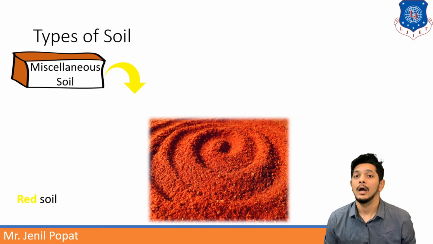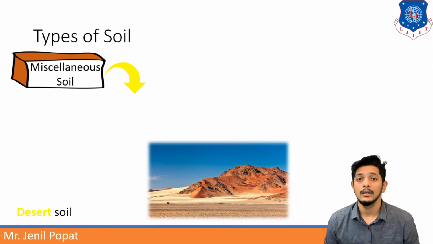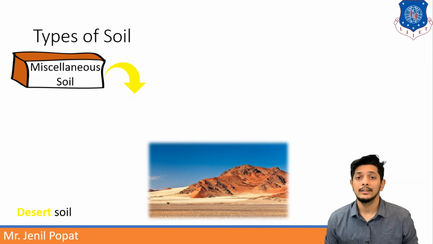Red soil. According to its name, it has a red texture. That is why it is known as red soil. Same way, desert soil. Now, in deserts, these types of soils are found, and it is called desert soil due to its texture and its look. Let us move further.